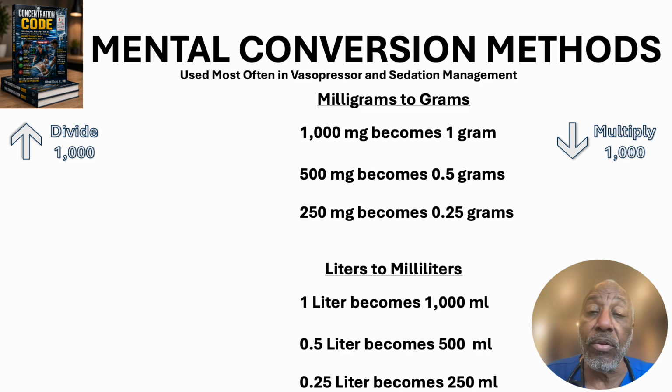Liters to milliliters is the simplest volume conversion you'll encounter. 1 liter is 1,000 milliliters. The mental shortcut is the same. Multiply by 1,000 when going to smaller units. A liter bag of normal saline is 1,000 milliliters. A 0.5 liter bag is 500 milliliters.